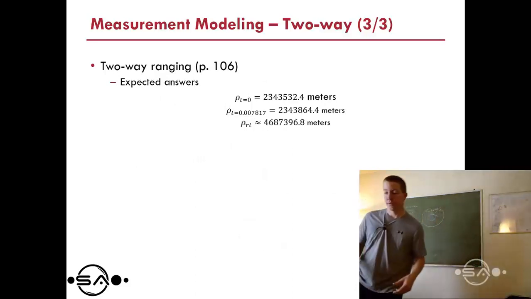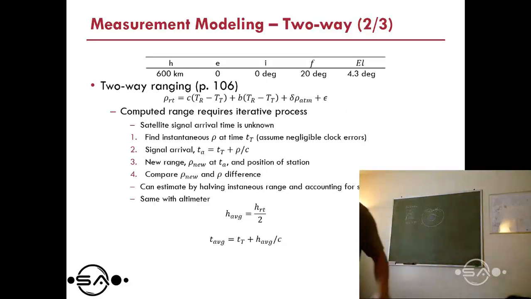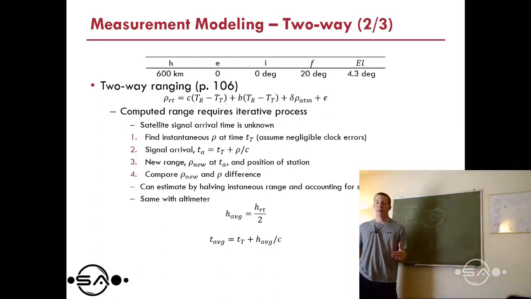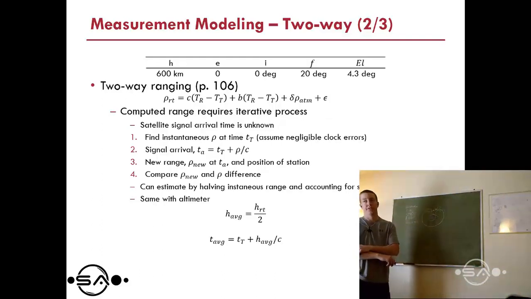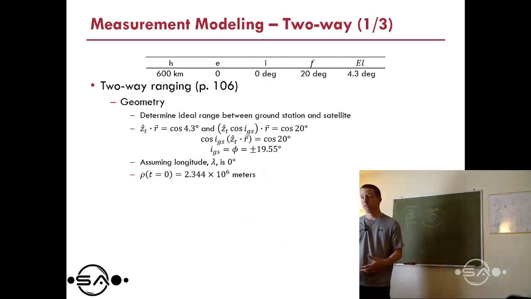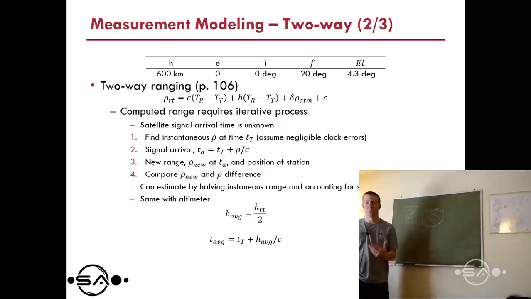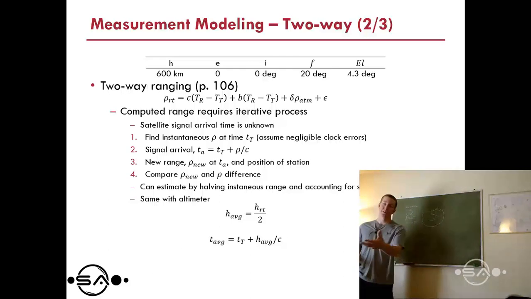Oops, I did not mean to shoot forward on that one. But we can estimate by having the instantaneous range and accounting for the speed of light. That's what we do with the time of arrival. It's what you can do with an altimeter. For the Topex Poseidon, if you were using that as a case example, you would go to that altimeter and use basically the average of the round trip in order to give an estimate. It's the same thing that we do in step 2 of the problem.